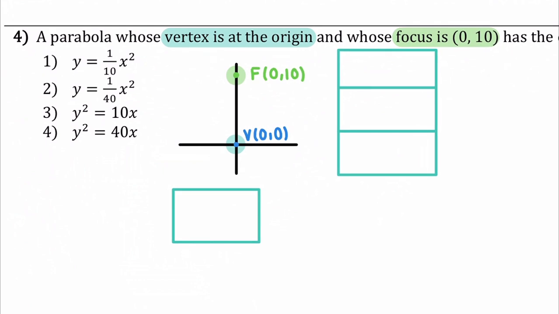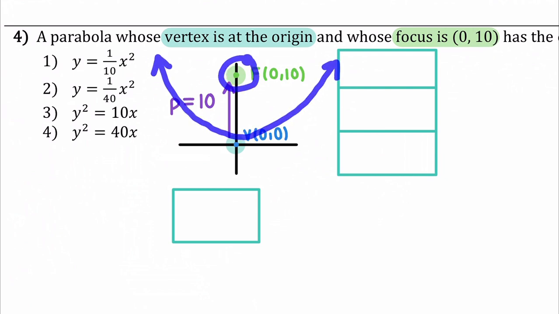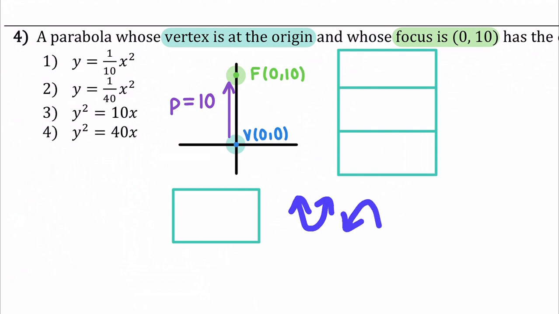And so from here, we can extract the value of p. We know that p is the directed distance from the vertex to the focus. Since the y values are changing, from 0 to 10, we just add 10. So that tells us p is equal to positive 10. We also know p is positive in this case because if we were to draw the parabola, it must go through the vertex such that the focus is cupped inside the parabola. So we know we're going to have a parabola that either points up or down, but in this case, we already know it points up.